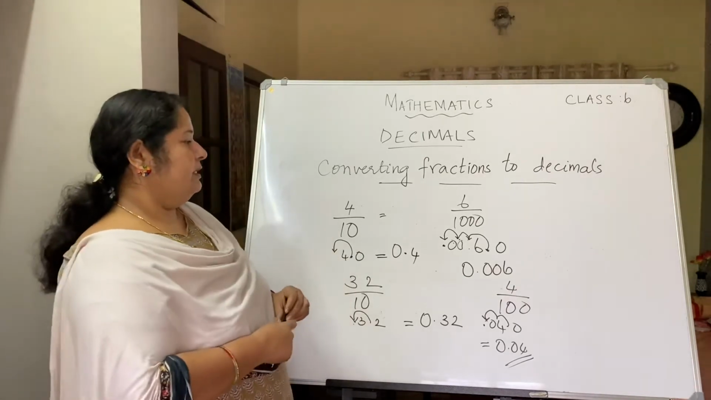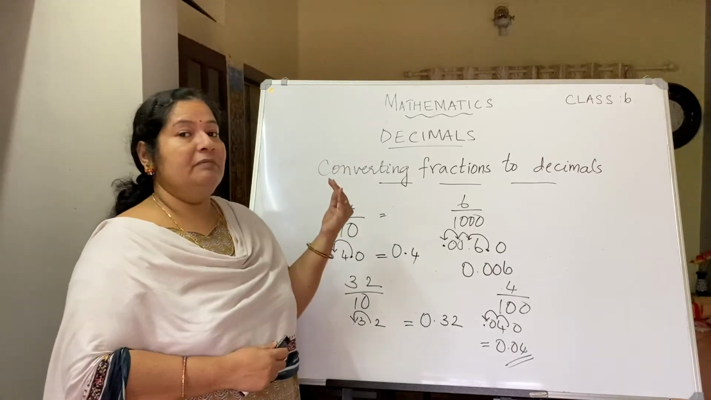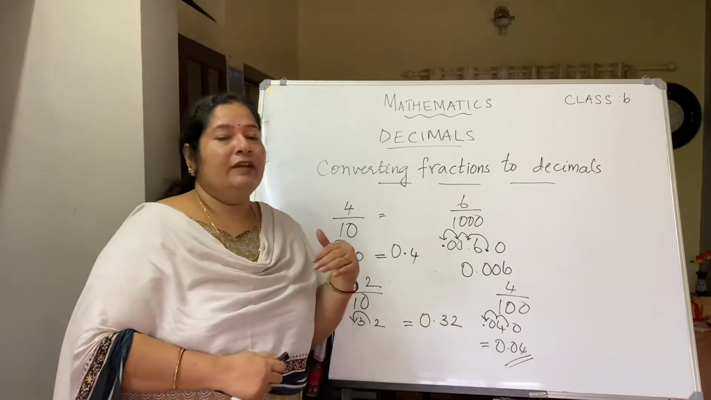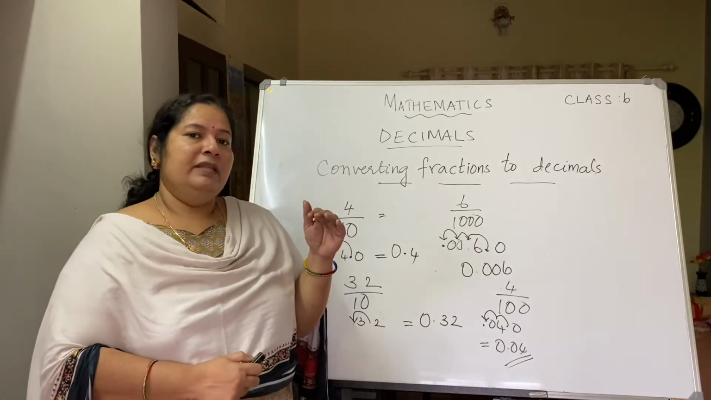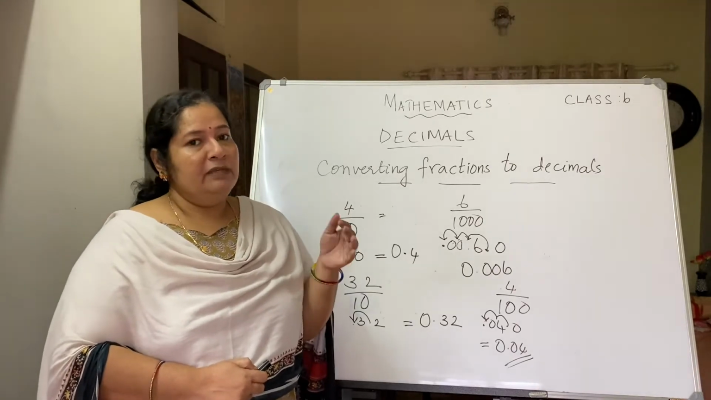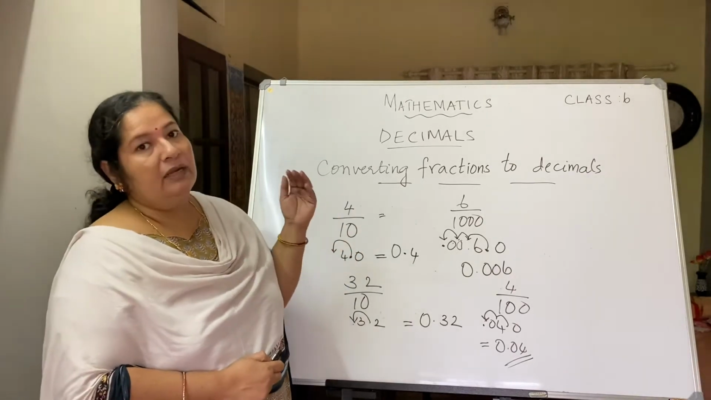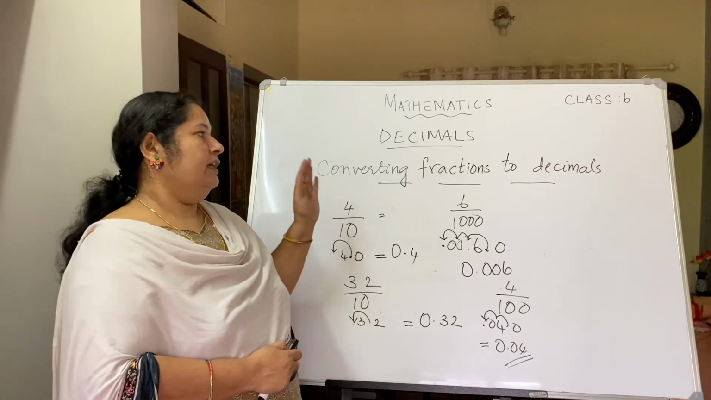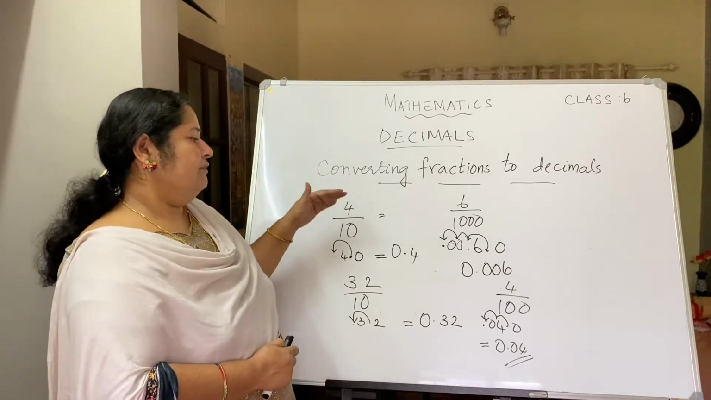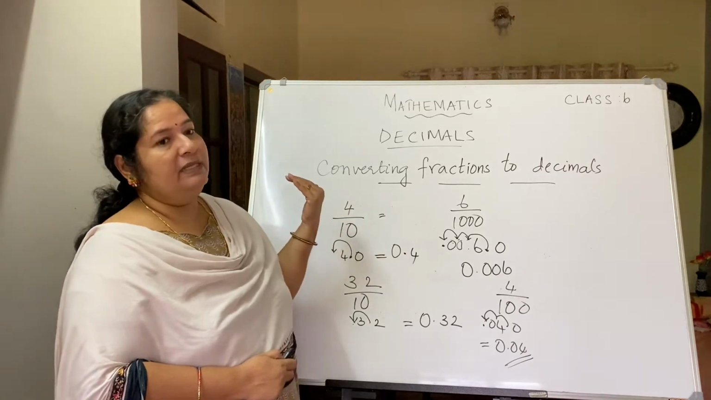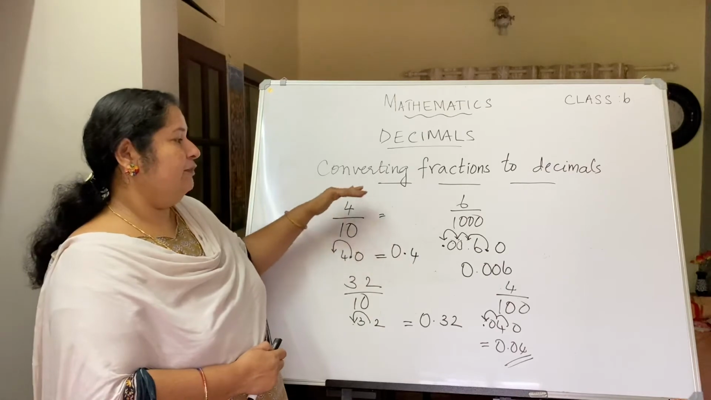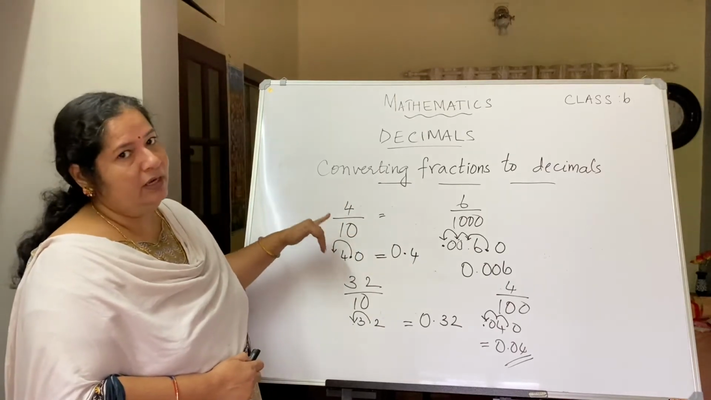So hope you have understood how to convert fractions to decimals and decimals to fractions. For converting decimals to fraction, the numerator will be the number without the decimal point, and denominator will be a 1 followed by as many zeros as there are decimal places. For converting fractions to decimals, you will shift the decimal point towards the left as many places as there are zeros in the denominator. This is in the case if you have the denominator as 10, 100 or 1000.